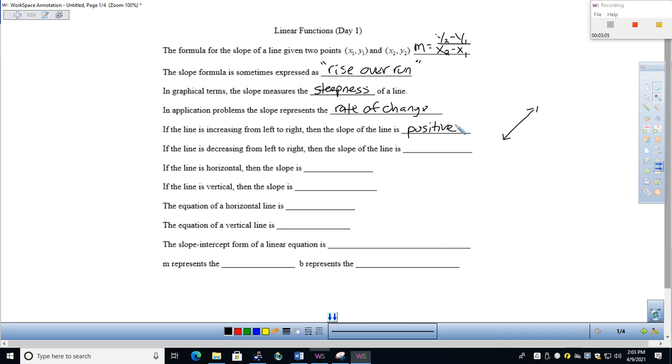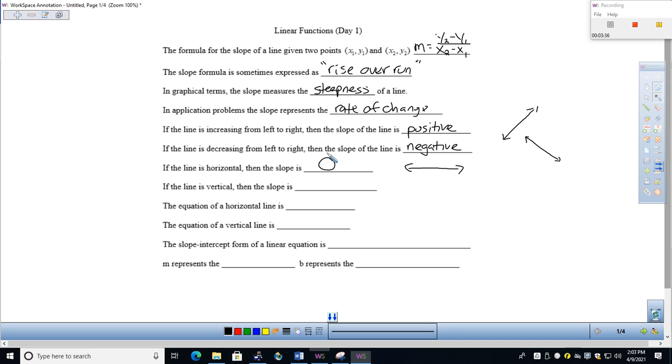So an inclining line, like that right there, has positive slope. If we have a declining line, meaning the line is decreasing from left to right, and of course that would look like this, then the slope is negative. And if the line is horizontal, so of course that would look like this, then the slope is 0.